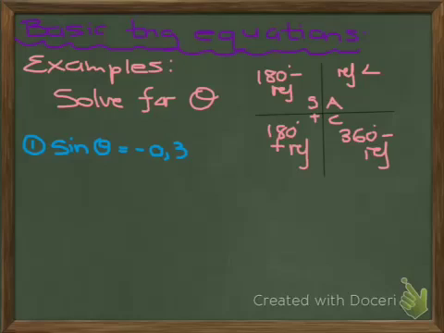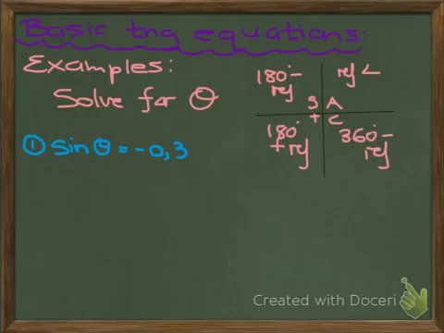Right, we're going to be looking at some basic trig equations today. I'm going to start off by solving each equation in the first four quadrants, in other words, for an angle between 0 and 360 degrees, and then from there I will generalize that to the general solution.